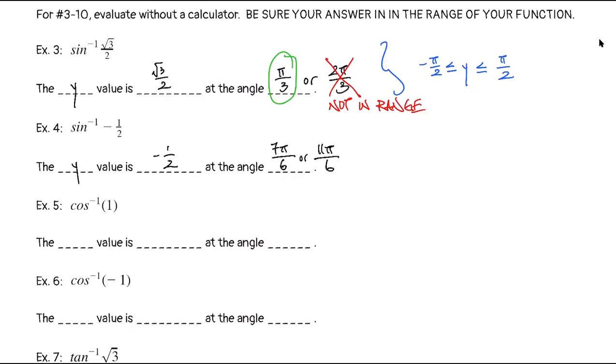So is 7π/6 between -π/2 and π/2? No, I think that's third quadrant. Exactly, this is not in the range, okay? And just like Natalia said, 7π/6 is in quadrant 3. So that's definitely not between -π/2 and π/2.